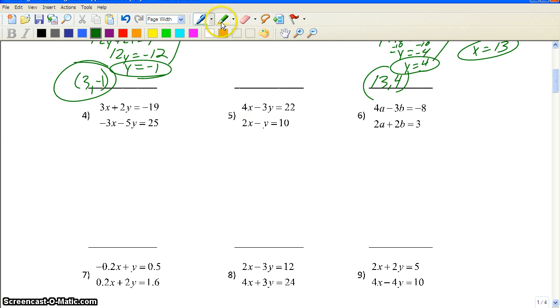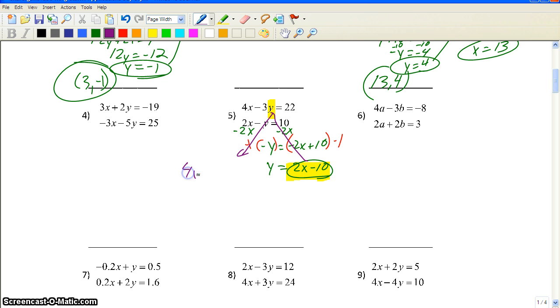Number 5, the easiest one I think I'm going to solve for is going to be this guy right here. So I'm going to minus 2x from both sides. So we get negative y equals negative 2x plus 10. But I've got to multiply both sides of this equation by negative 1 or divide by negative 1. Either one works fine. So I get y equals 2x minus 10. Then I'm going to take this and substitute it back into the other equation for y. We're going to put it back up in there.